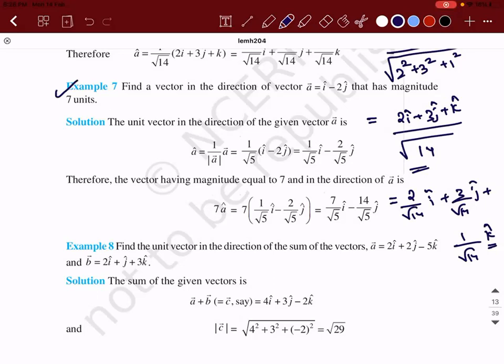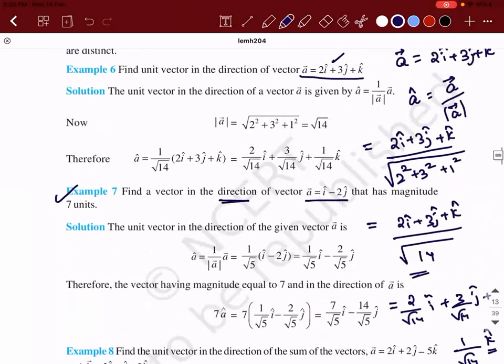Example 7. Find the vector in the direction of this vector that has a magnitude of 7 units. So what is the difference between find the unit vector in the direction and find a vector in the direction? What is the difference, guys? Hey, please respond.